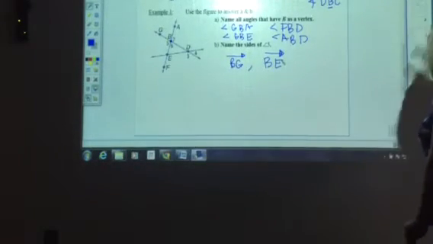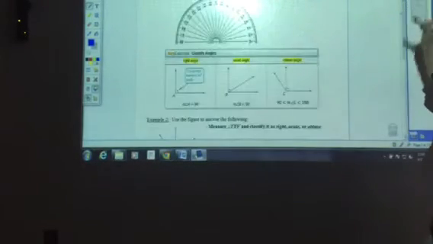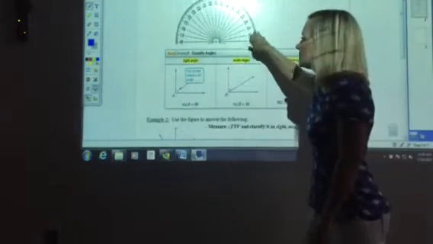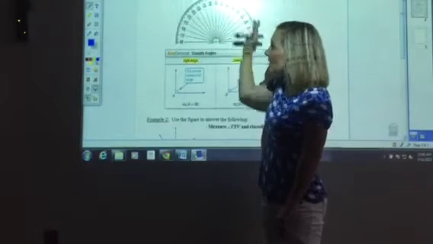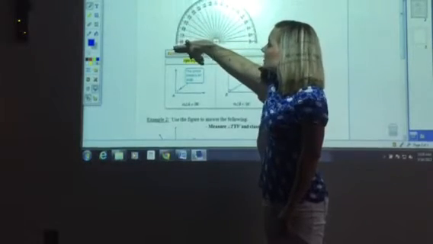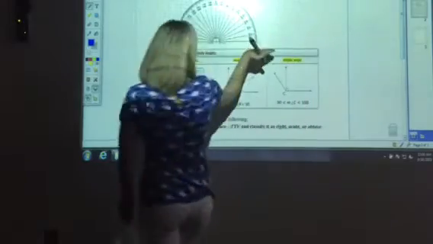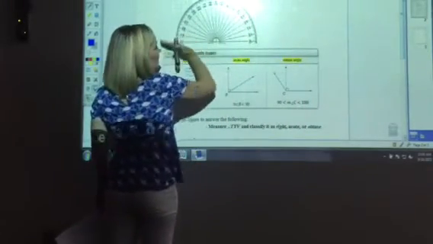Then we're going to move on to degree measures of angles. I put a little protractor here because this is what is used to measure angles. It starts at 0 and goes 180 degrees on the left, and on the right it also starts at 0 and goes 180 degrees.